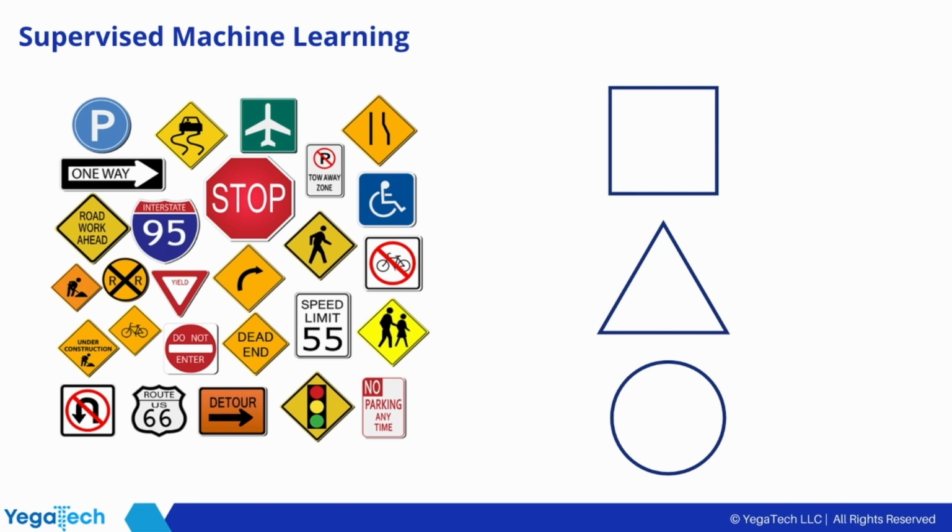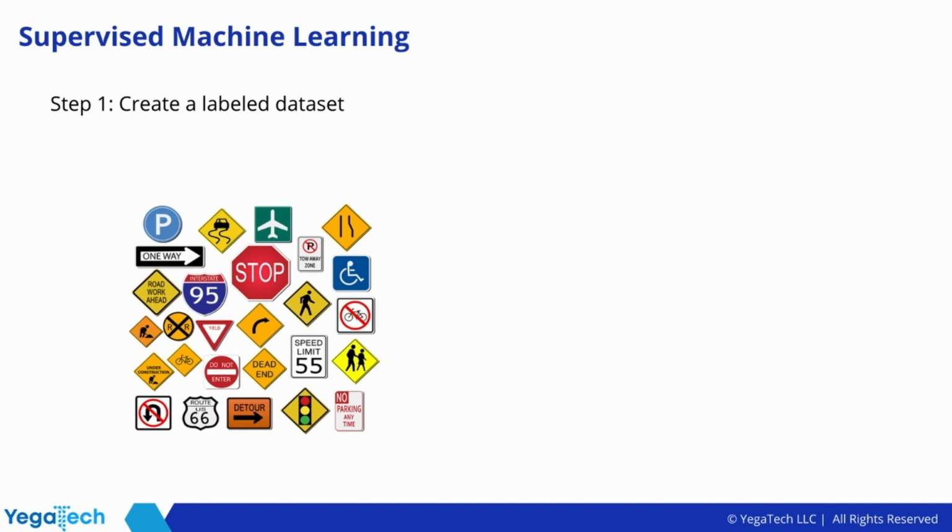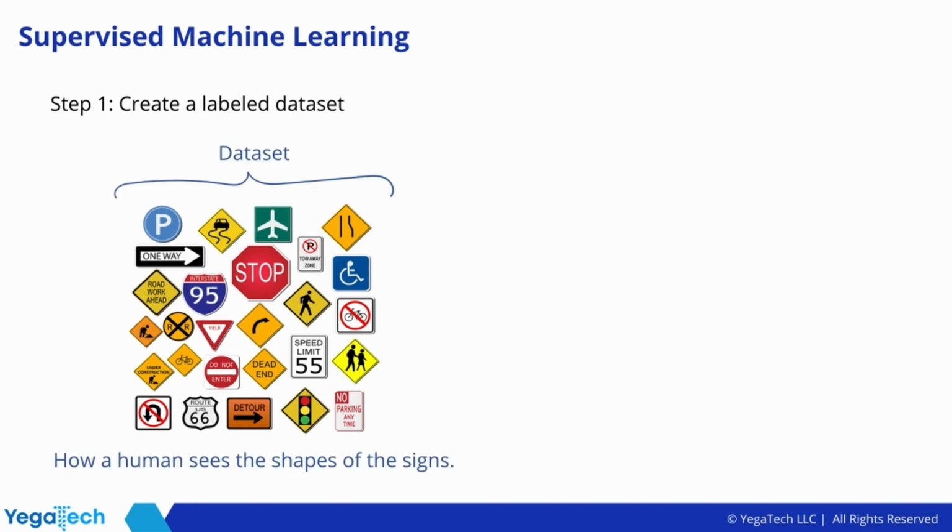The first step is to create a labeled dataset. In this step, you're supervising the model by providing a set of inputs, which were your images of traffic signs you had earlier, and outputs, which are their shapes. And this is how humans can see the traffic signs and the shapes, so how can computers understand it?